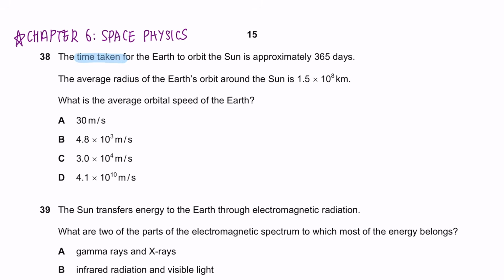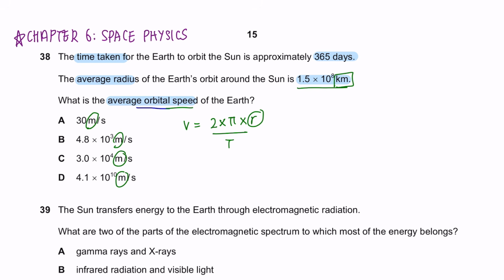Question 38. The time taken for the Earth to orbit the Sun is approximately 365 days. The average radius of the Earth's orbit around the Sun is 1.5 times 10 to the power of 8 kilometers. What is the average orbital speed of the Earth? To calculate the average orbital speed, you must know the formula. The radius is already given, which is 1.5 times 10 to the power of 8 kilometers. The orbital speed must be in meters per second, meaning that the radius must be converted in meters. And to do this, you can multiply by 1000.